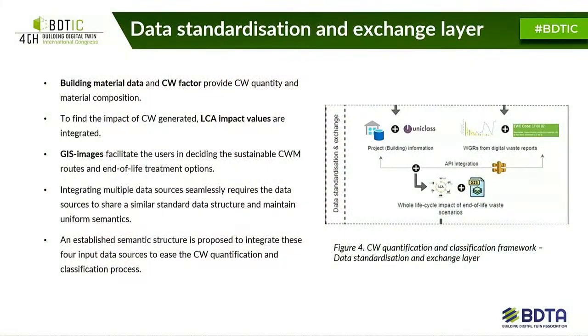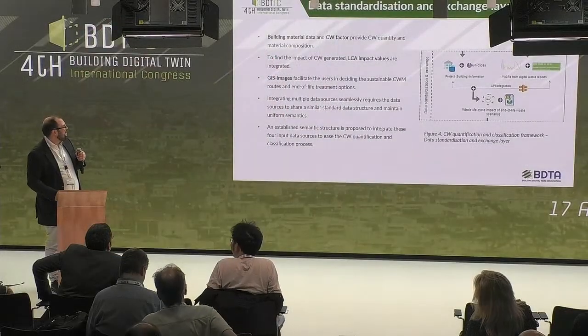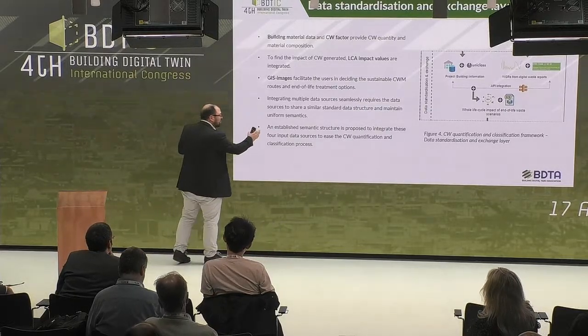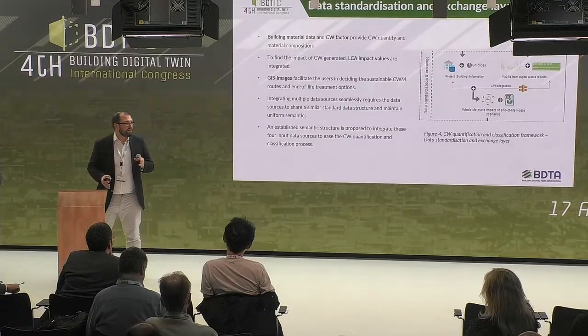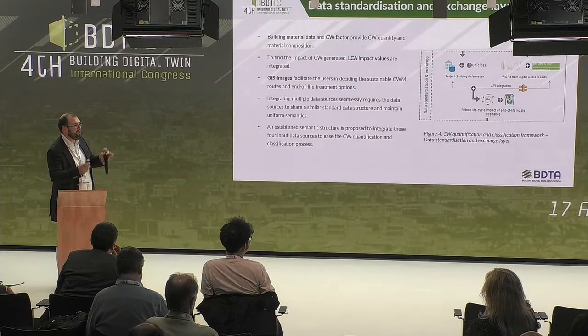Okay. Then we have building material data, and in the standardization and exchange layer, we have these 4 categories: GIS, images, life cycle assessment impact values, and multiple data sources. That seamlessness requires the data sources to share a similar status. Sorry, I'm just reading this one. What I mean is that, in the end, the important point is that we need a semantic structure that integrates all these 4 aspects of the data that we have already standardized.